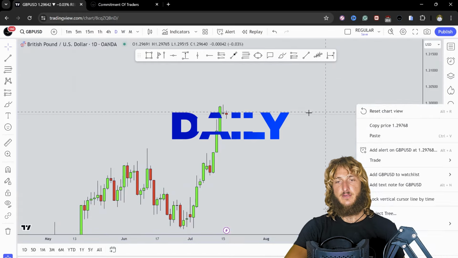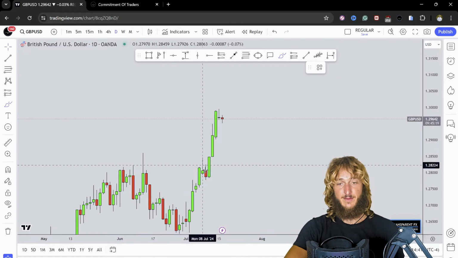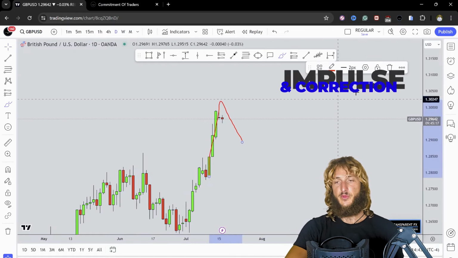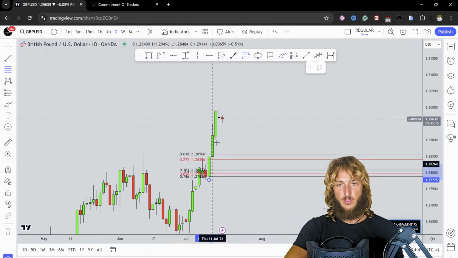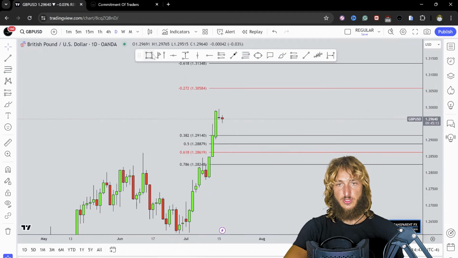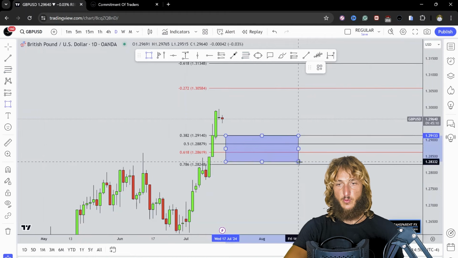Now, from a daily perspective, the situation is incredibly similar. We have a strong impulse, and at the moment the market is starting the correction. If we take a Fibonacci from the low to the high of this correction, we can notice how the reversal area would be this one here.